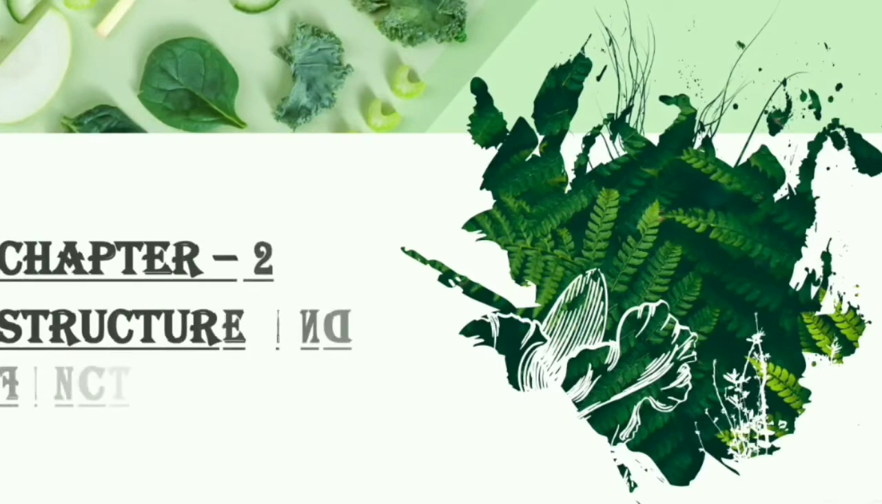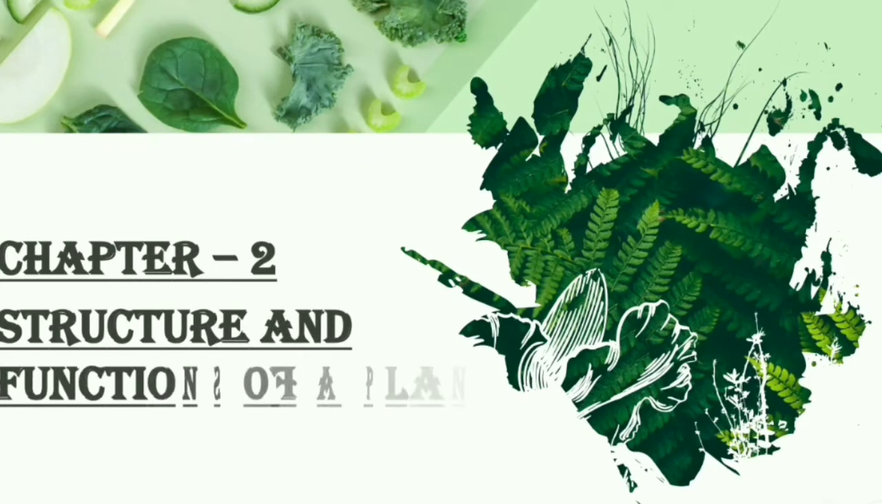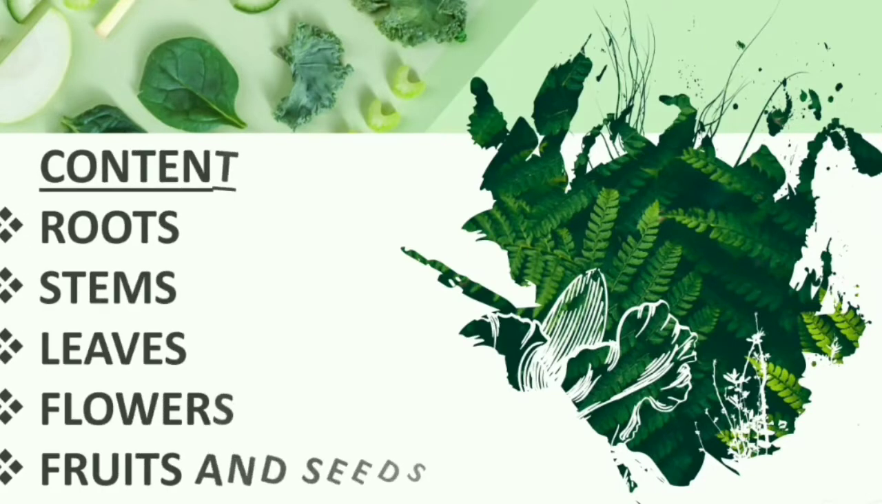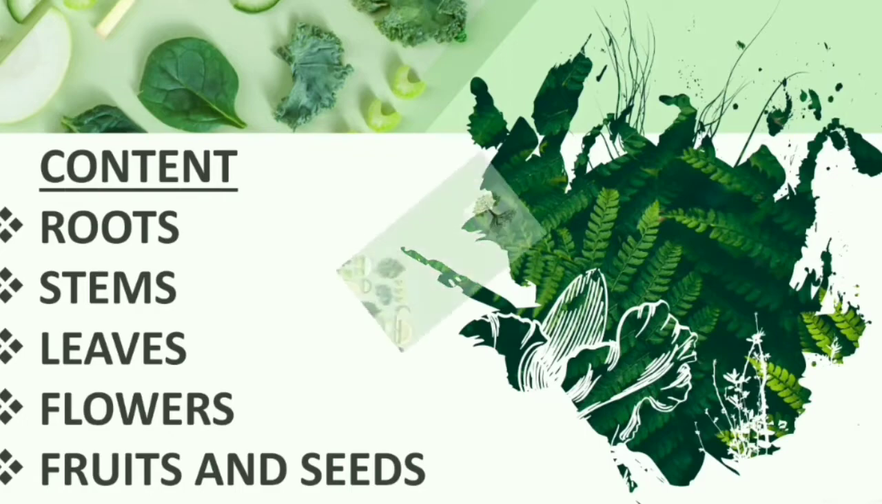Hello students, today we'll start our second chapter for class 3rd science, that is structure and functions of a plant. In this chapter we will read about different parts of plant and their functions. So what all parts of plant we will read? They are the roots, stems, leaves, flowers, fruits and seeds. So let us start with the first topic, that is parts of a plant.